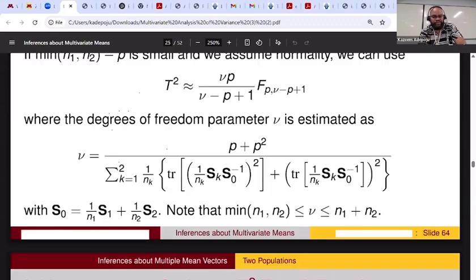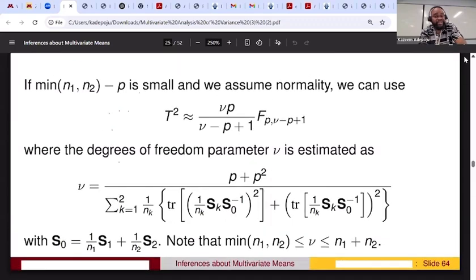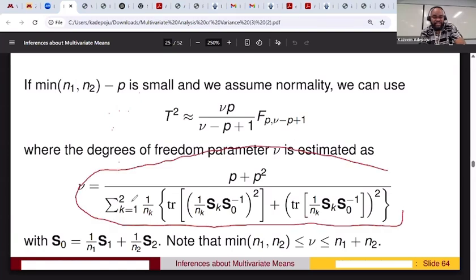Okay, please pay attention. There's a huge amount of work here. Now take a look at this. If you take a look at this, V here, you need this formula to compute V. Don't forget your p is the number of features.